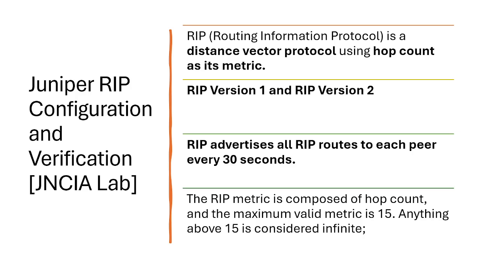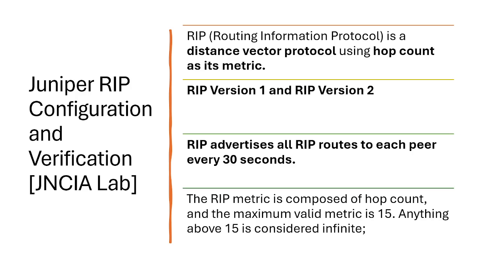It's part of the distance vector protocols, and it uses hop count as a metric. There are two versions of RIP, version 1 and version 2, and RIP advertises all the routes to each peer every 30 seconds. It updates its routes to the neighbor frequently, whether needed or not. The maximum valid metric is 15. Anything above 15 hop count is considered infinite.